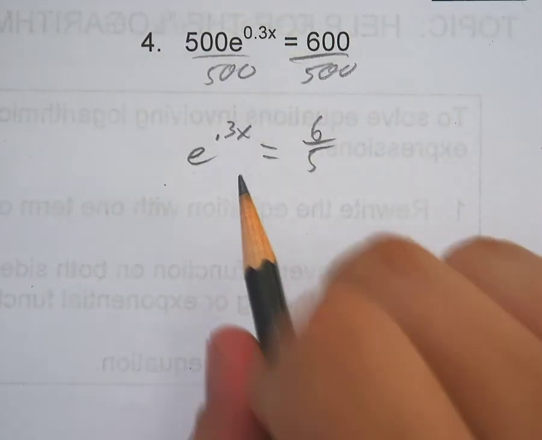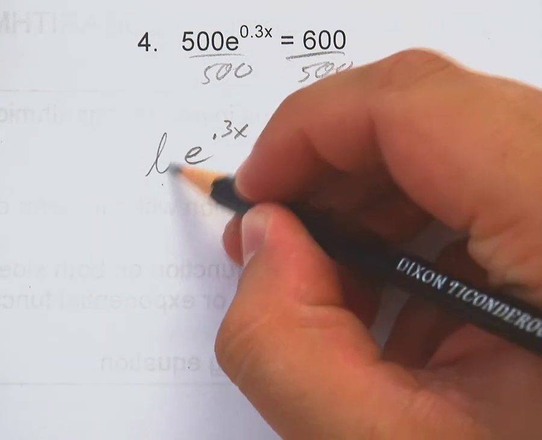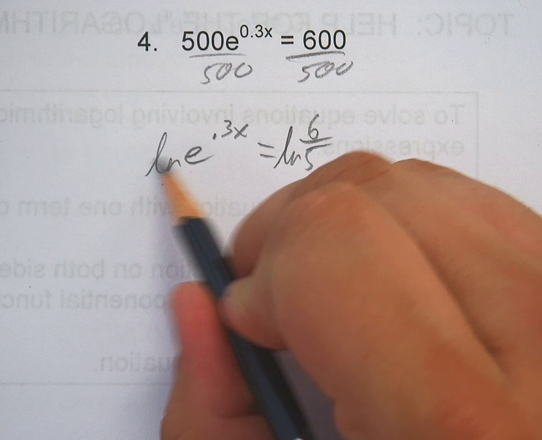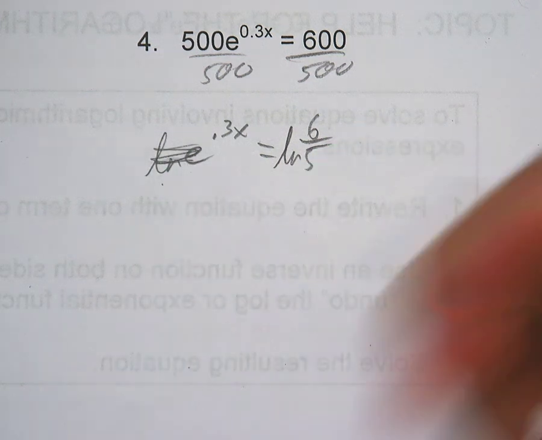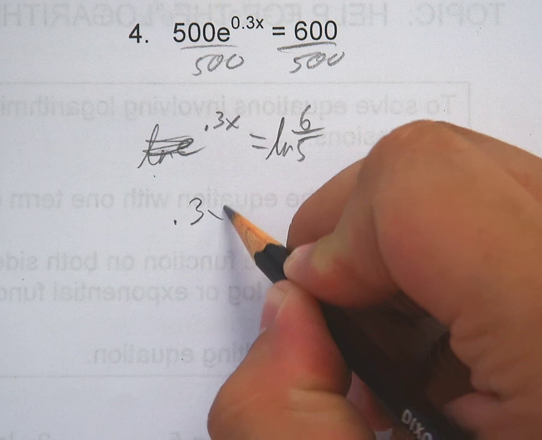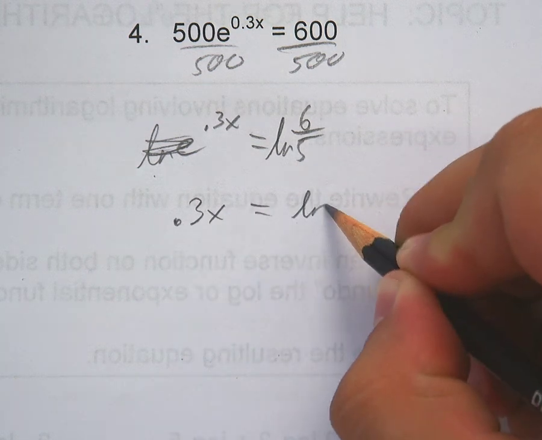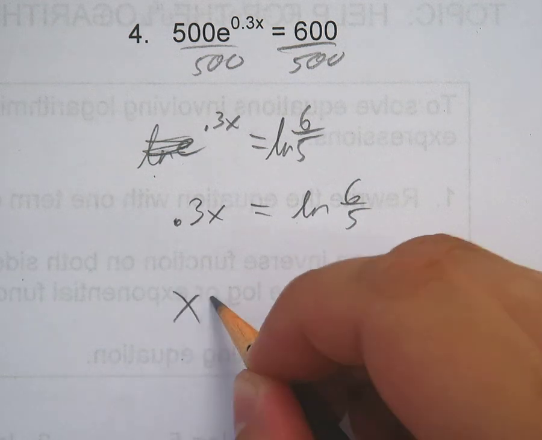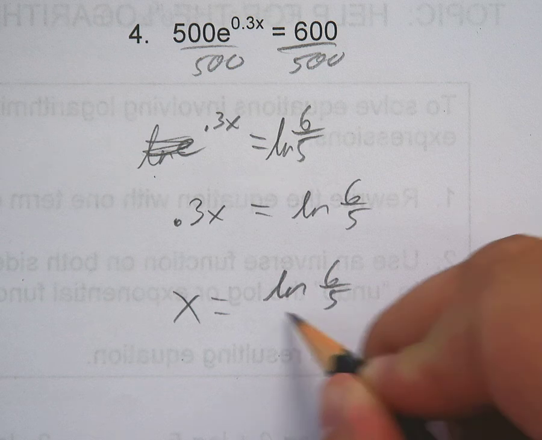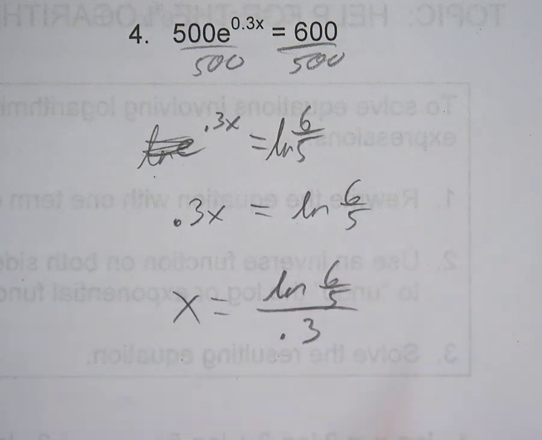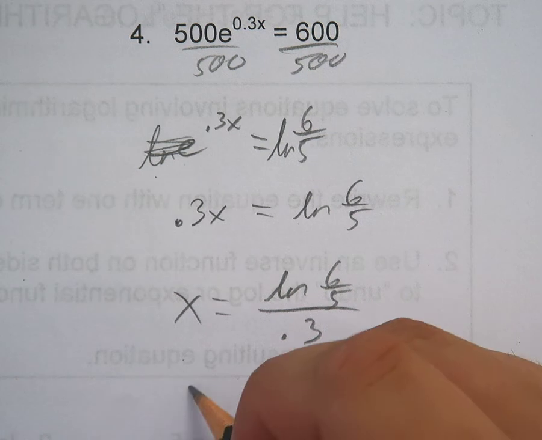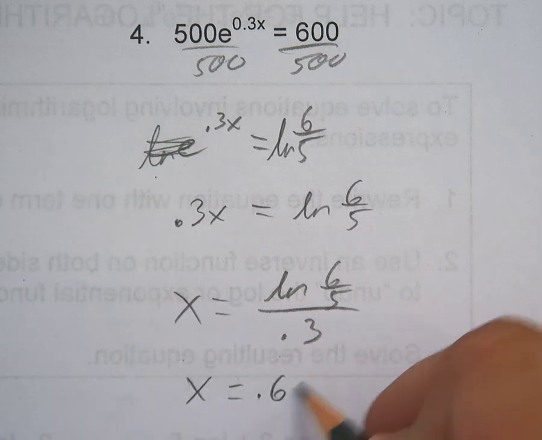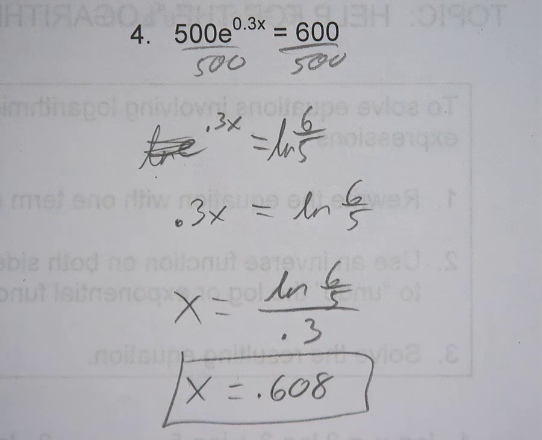Now, since I have e here, I'm going to use the natural log because that's going to simplify my life a lot. I've got e, so I might as well use the natural log. 0.3x equals the natural log of 6 over 5. Divide by 0.3. Natural log of 6 over 5 divided by 0.3. And let me punch that in real quick. And I get 0.608. Pretty easy subject, yeah?